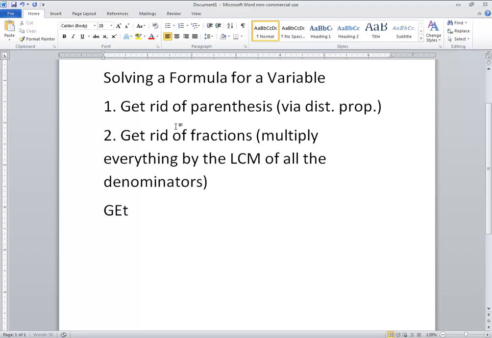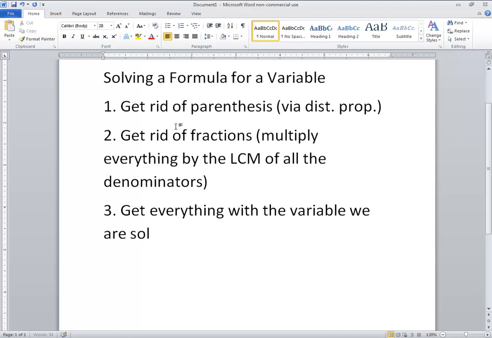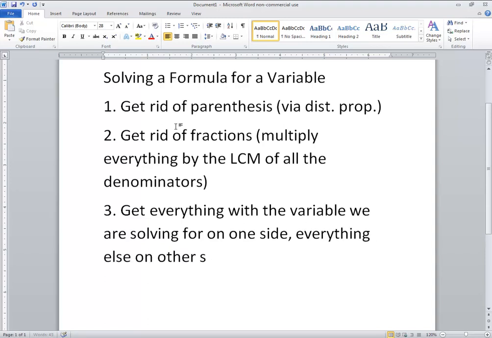Step 3, get everything with the variable we are solving for on one side, everything else on the other side. Now when I say everything, I'm talking about terms. They don't have to be terms though, but for purposes of this course they are.